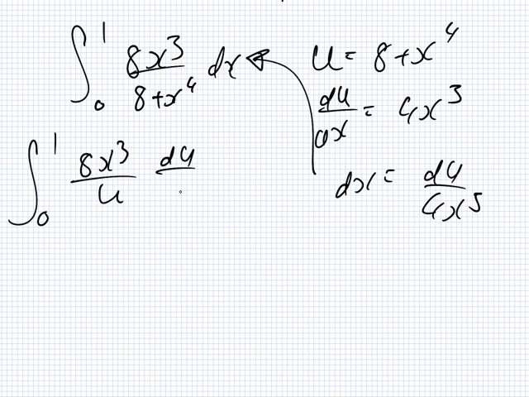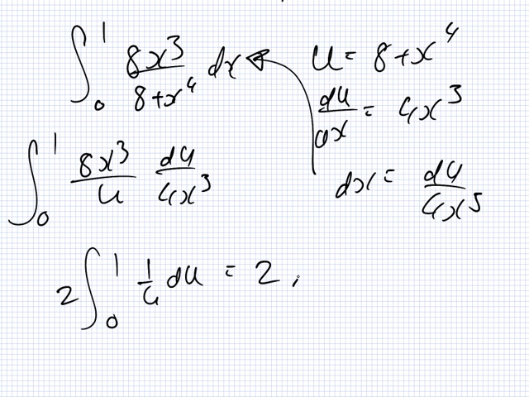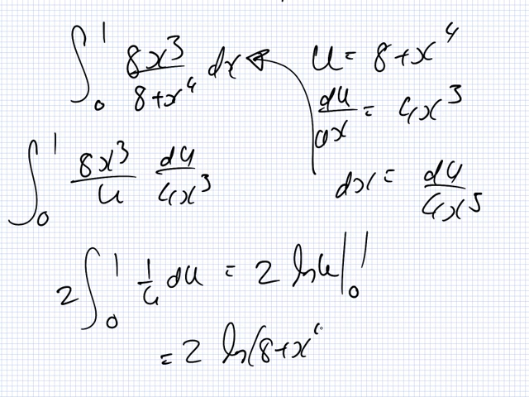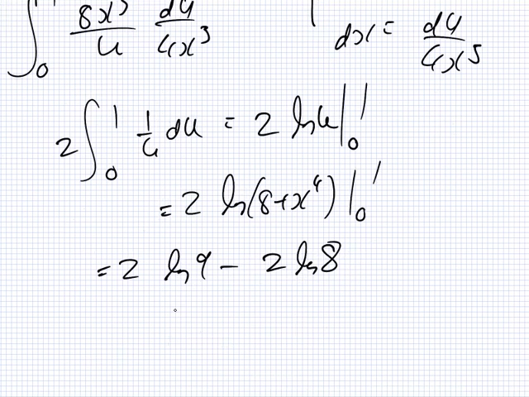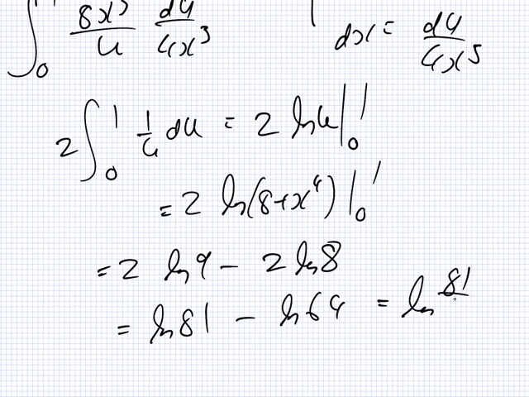So that would be 2, integral from 0 to 1 of 1 over u du, which is 2 log u, from 0 to 1, which is 2 log (8 plus x to the 4), from 0 to 1. You put in the 1 first, you get 2 log 9, and then you put in the 0 next, which is 2 log 8, so that would be log 81 minus log 64, which is log 81 over 64. That's the exact answer then for that.